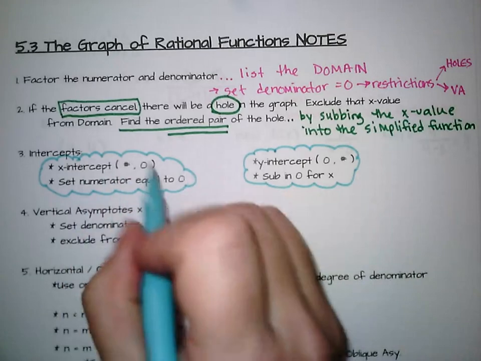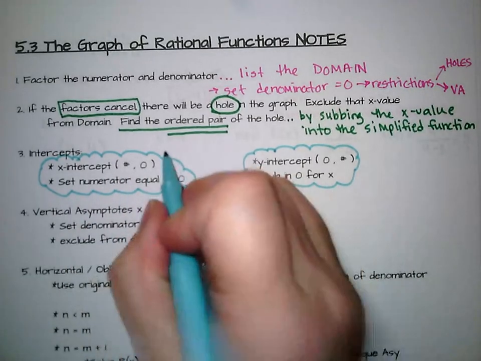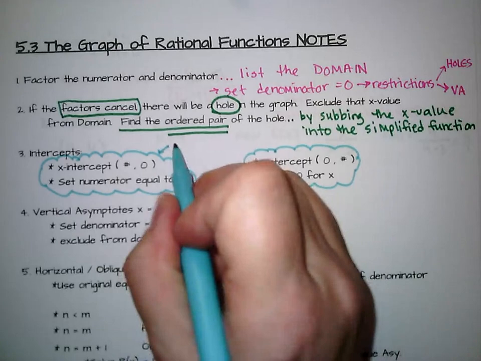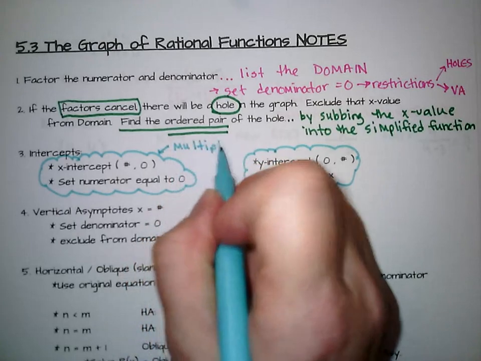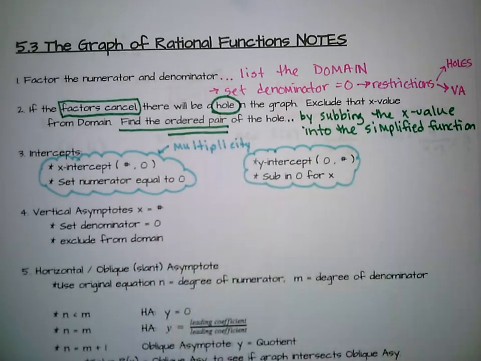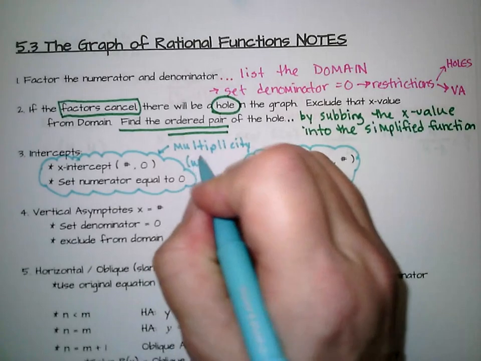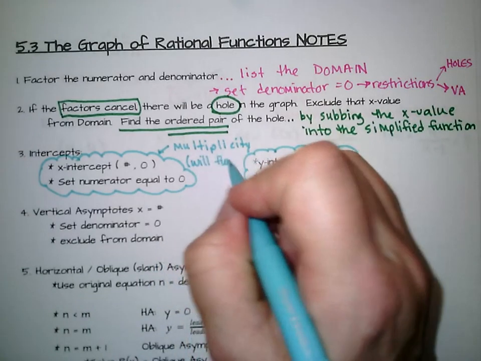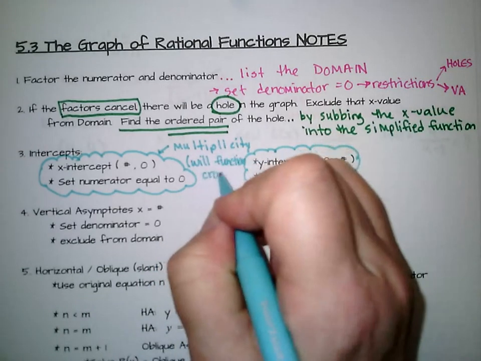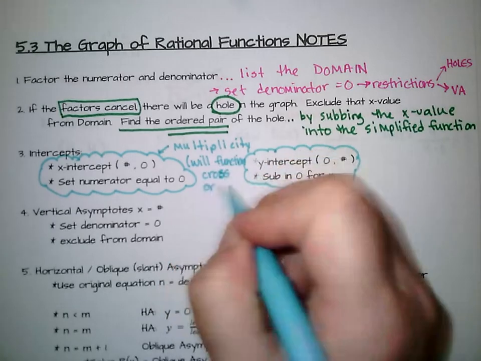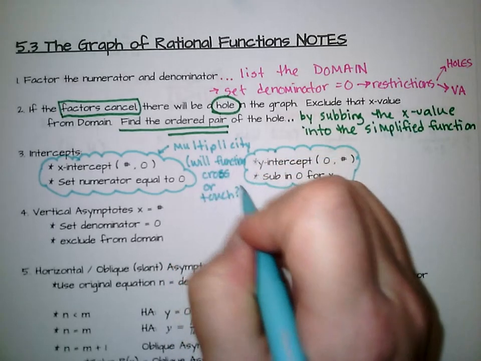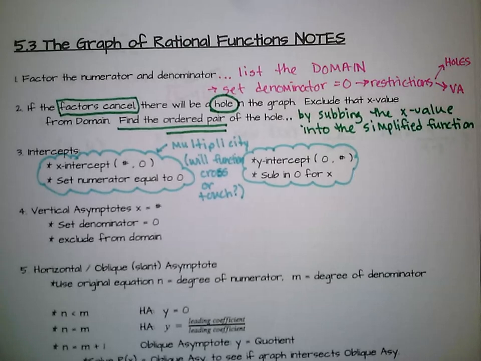If you have a multiplicity on your x-intercept, remember that that tells you if your graph bounces or crosses through. So multiplicity applies to those x-intercepts. Will the function cross or touch? Okay. Remember, if it's an even multiplicity, it's going to just touch the x-axis. If it's an odd multiplicity, it will cross through.